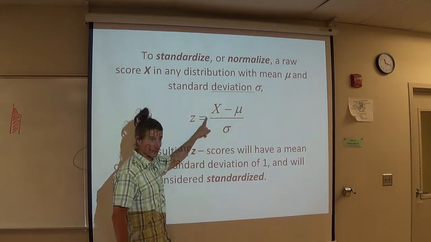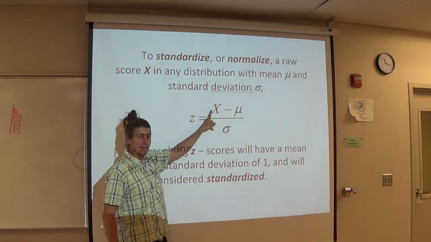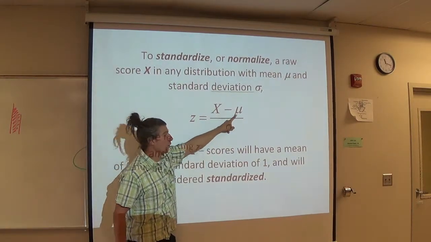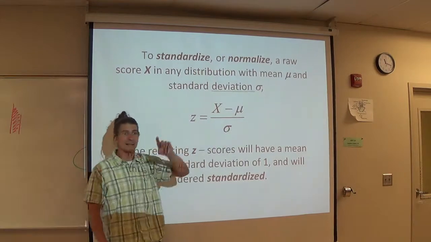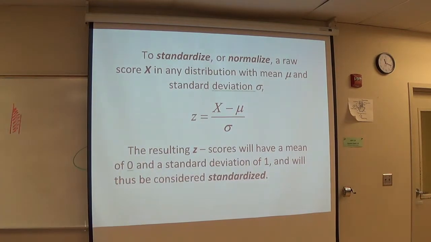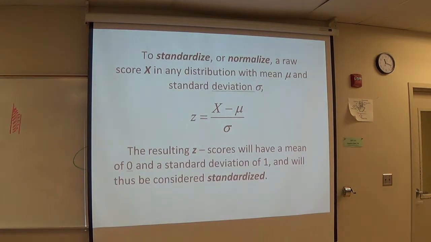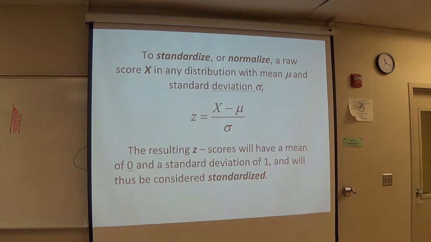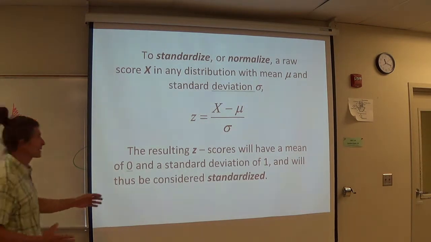Does this look familiar from the discussion we just had? Take the raw score, figure out how far it is away from average, and divide by the standard deviation. Boom. You've converted it to a z-score, which is a number of standard deviations. I mean, you guys came up with this, which is gorgeous. This is one of the formulas.